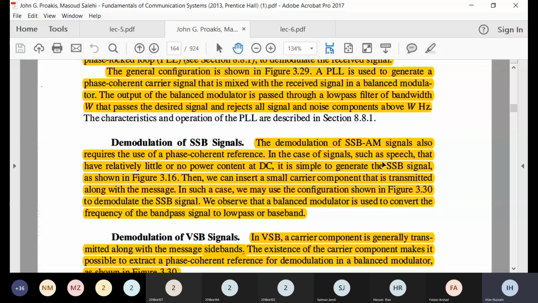Here it is also saying that for a speech signal you can use figure 3.16. In figure 3.16 you are not using Hilbert transform to generate SSB, rather you were using filters. You were first of all making a double sideband and then you were passing it through a filter so that you just get a single sideband. You can do that because you have no power content at the DC frequency, so you can apply a filter which, even if its performance is not that good, still you will get back your upper sideband.